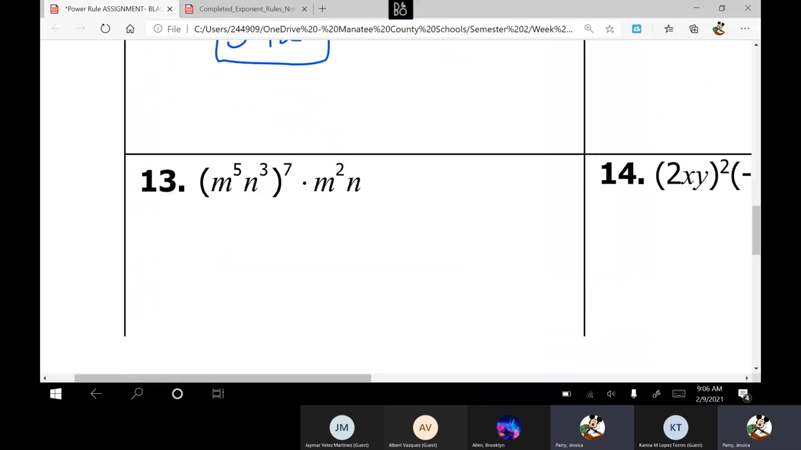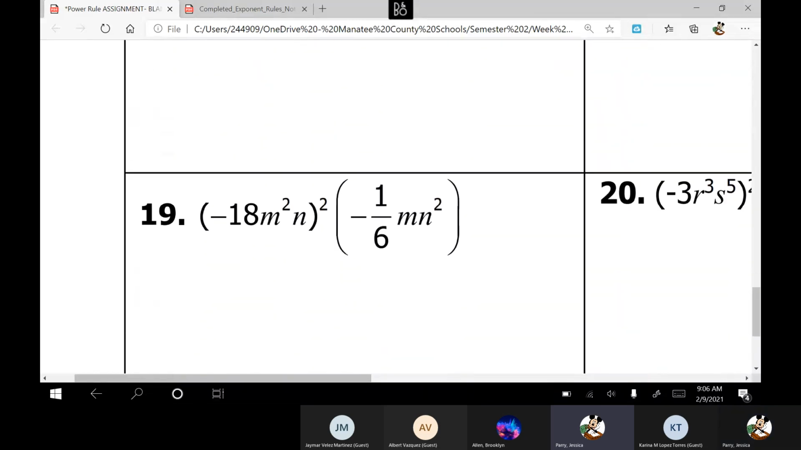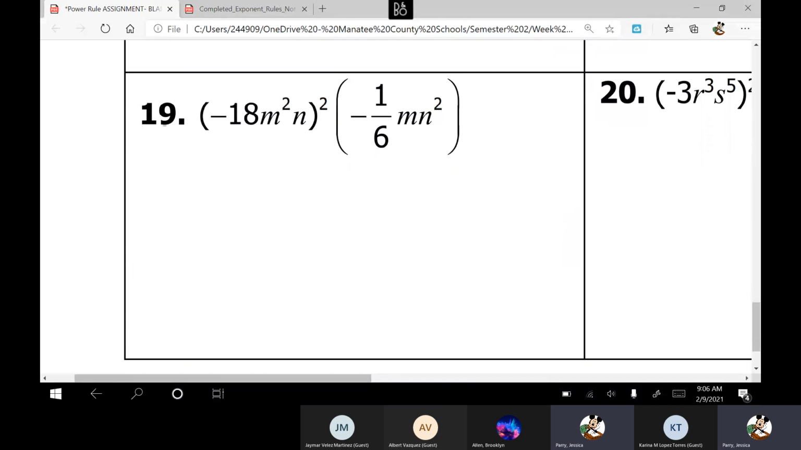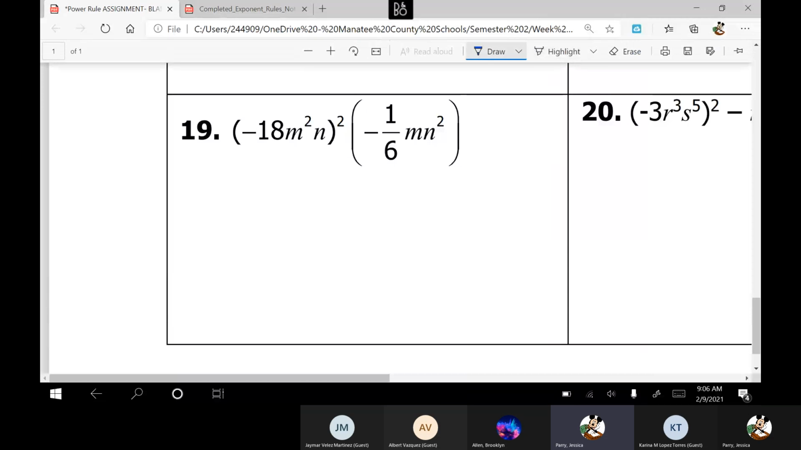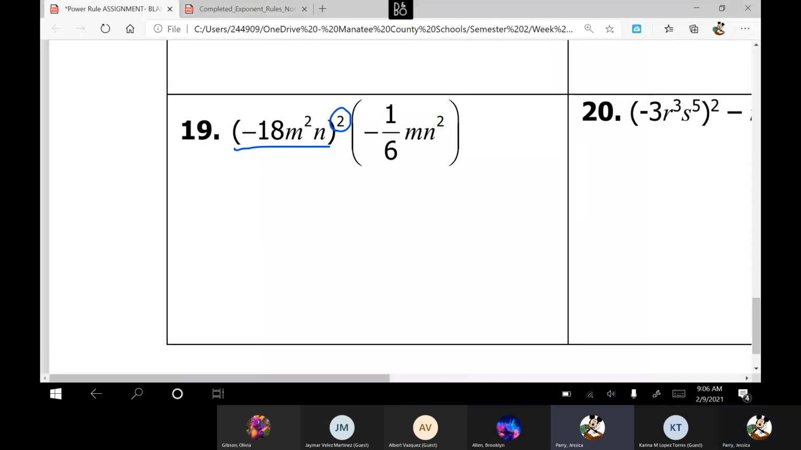Okay, I'm going to scroll on down a little bit more here, going on to number 19. We have this term getting raised to the power of 2. So let's do that first. First is negative 18 to the power of 2. What is negative 18 squared? Tell me in the chat. And you can use a calculator. What is negative 18 squared?